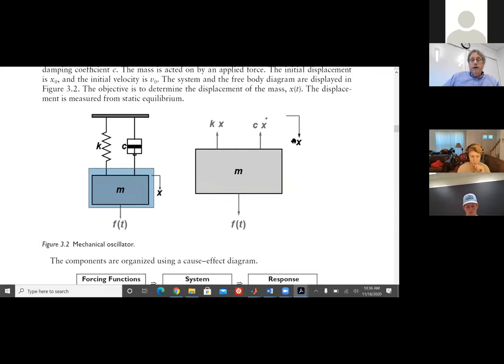You have had statics, right? You've had statics, right? So the free body diagram, I think. Just sophomores. Yeah. Anyway, it doesn't matter.